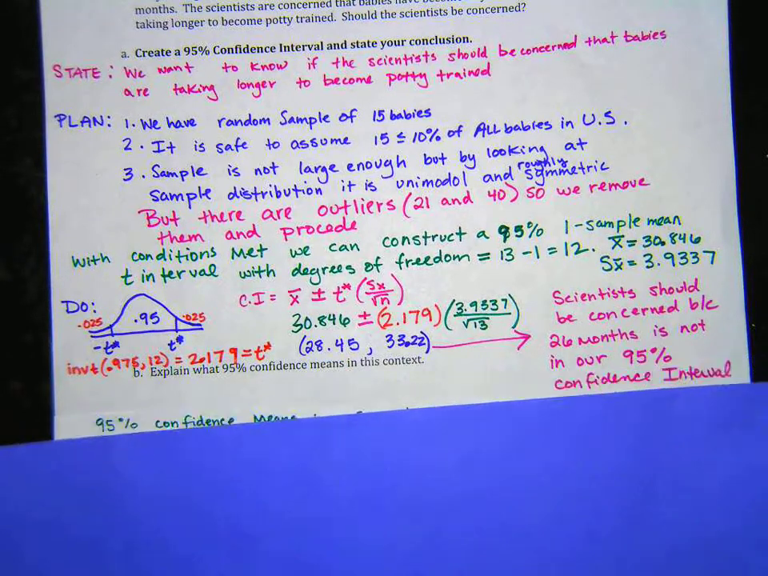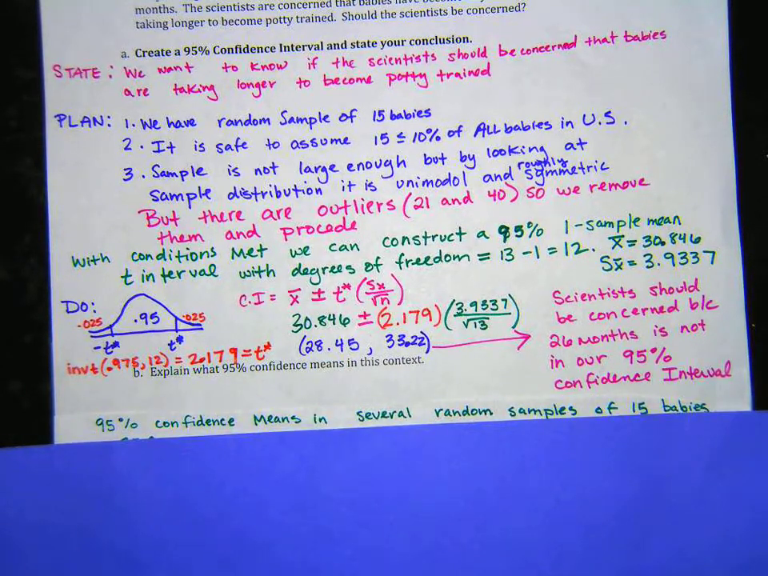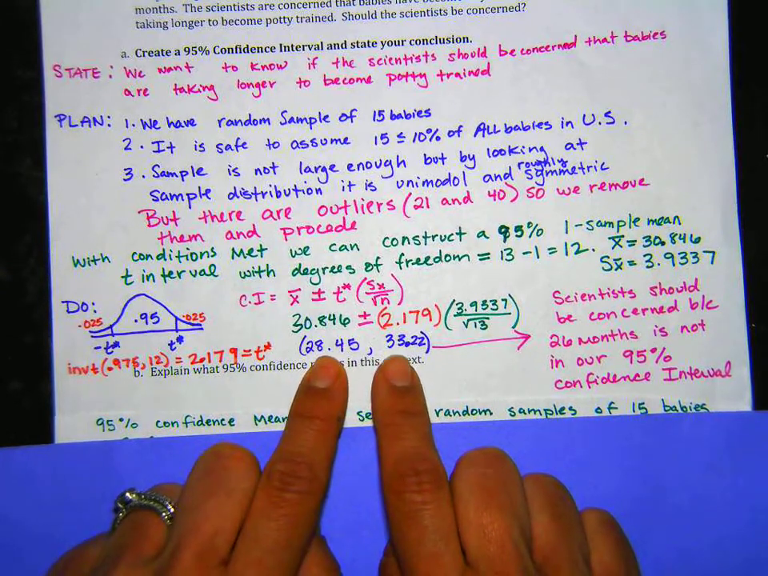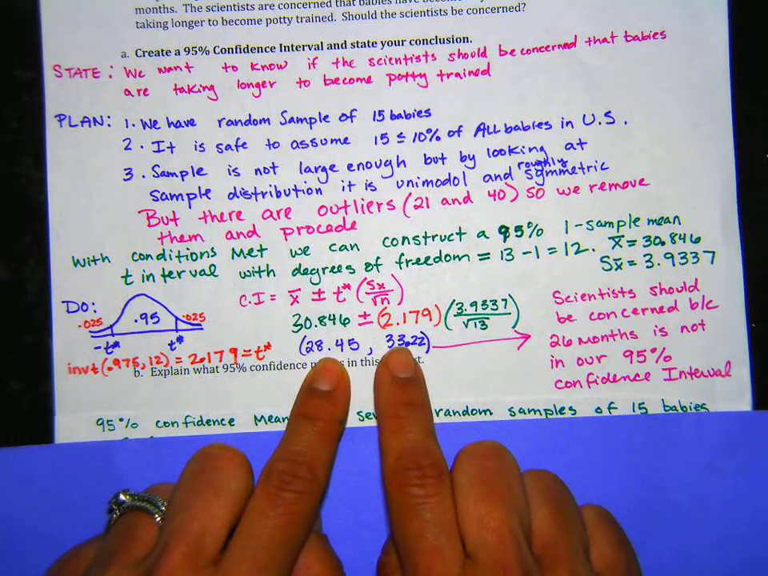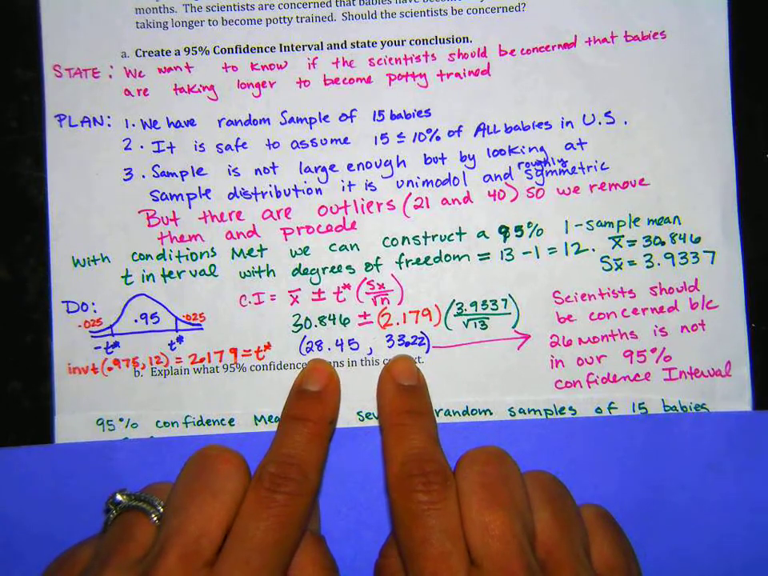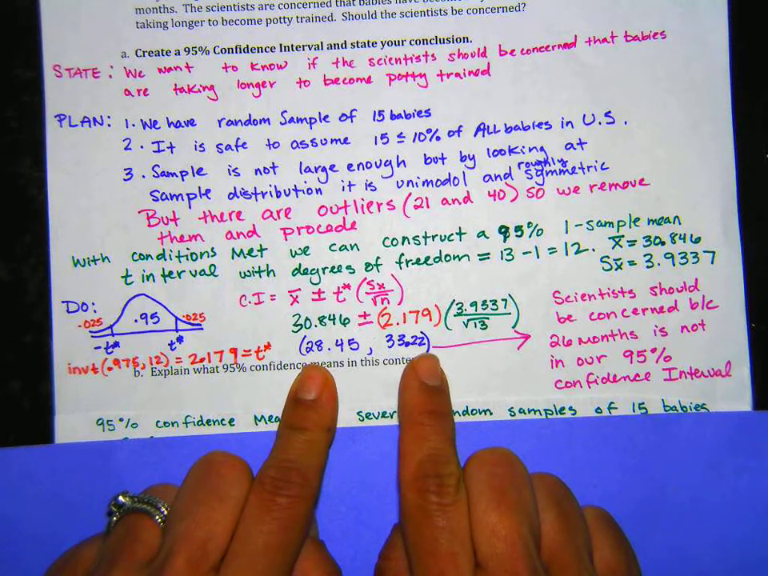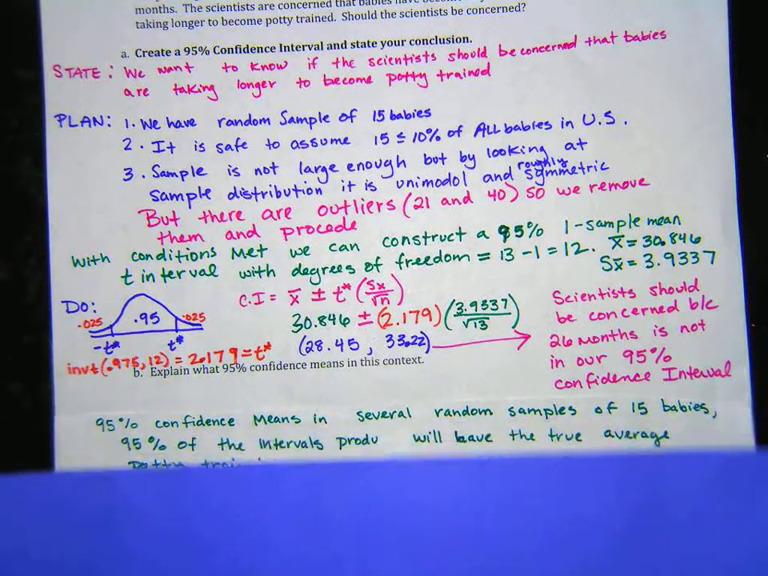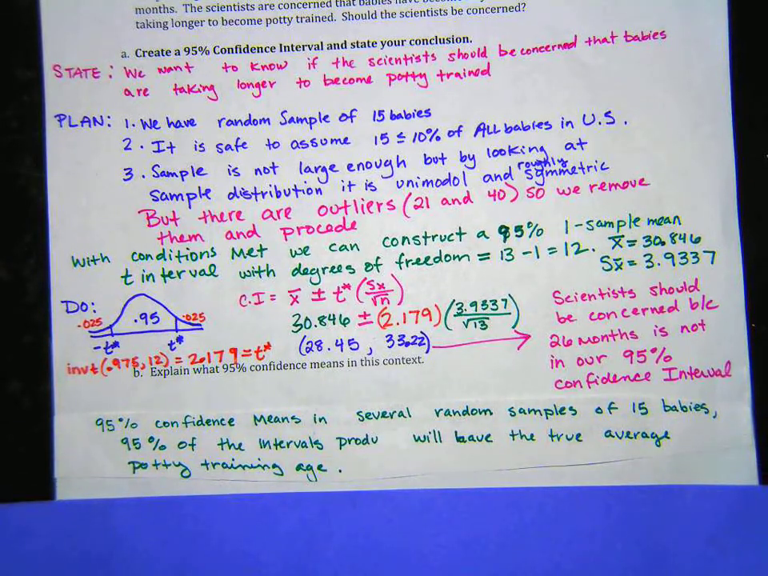Scientists should be concerned because 26 months is not in our 95% confidence interval. If you wrote up the conclusion for this interval, you would say we are 95% confident that the true mean for average time it takes babies to become potty trained is between 28.45 months, don't forget your units, and 33.22 months. Now, on part B, it asks us to interpret confidence level.